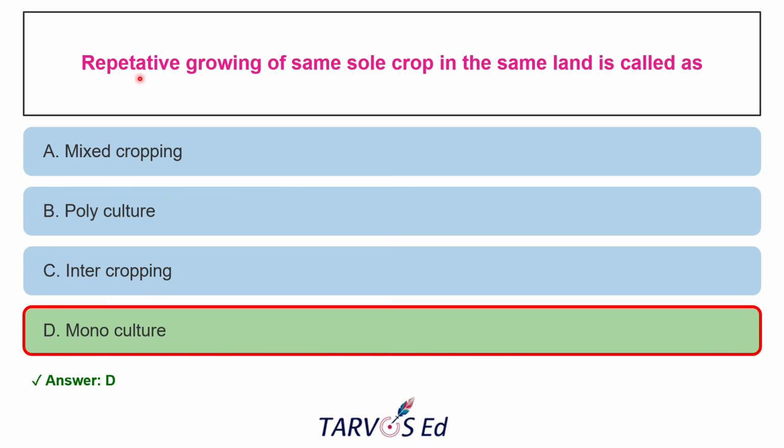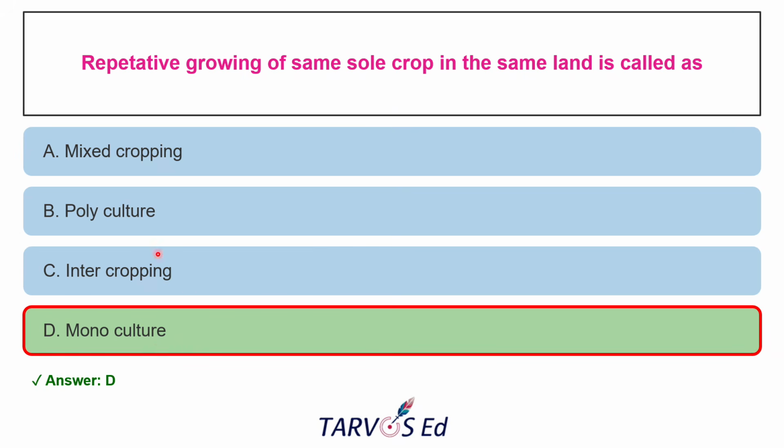So the keywords here: repetitive, same soil crop, same land. So what is monoculture? Growing one single crop, that is same soil crop, repeated, that is repetitive growing, right? On the same land. Here also the same land is given. Season after season. So growing one single crop repeatedly on the same land, season after season, right? So the example, rice, rice, rice, or wheat, wheat, wheat, like that. That is monoculture. So the crop should be same and the land should be same. So that is called monoculture.